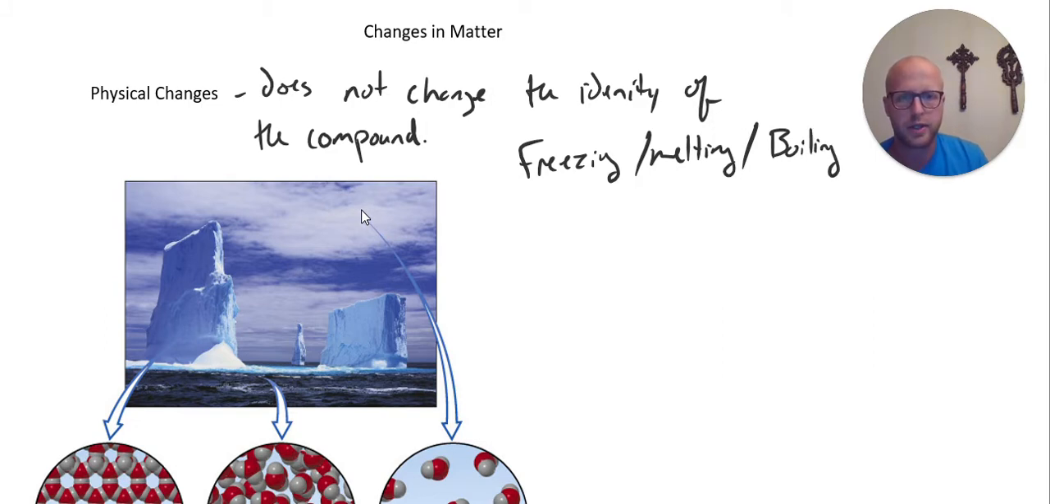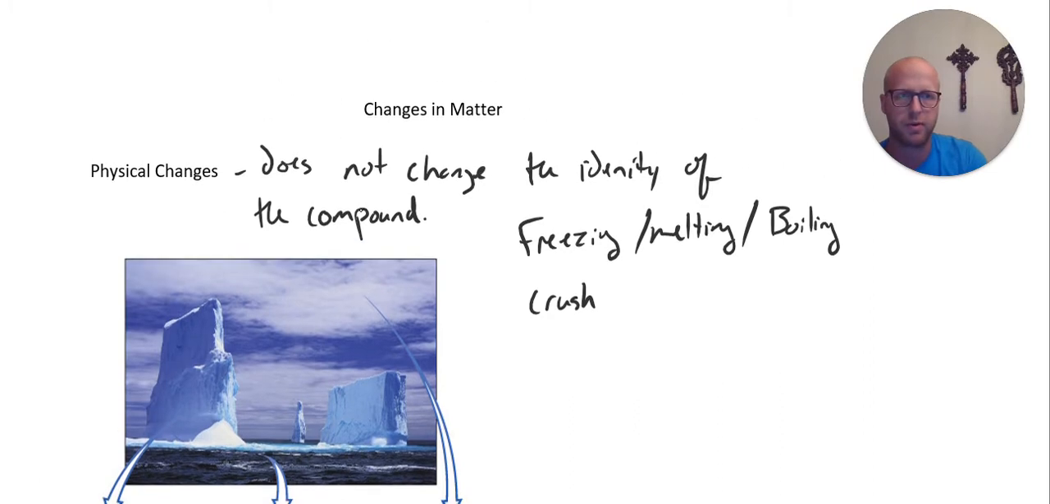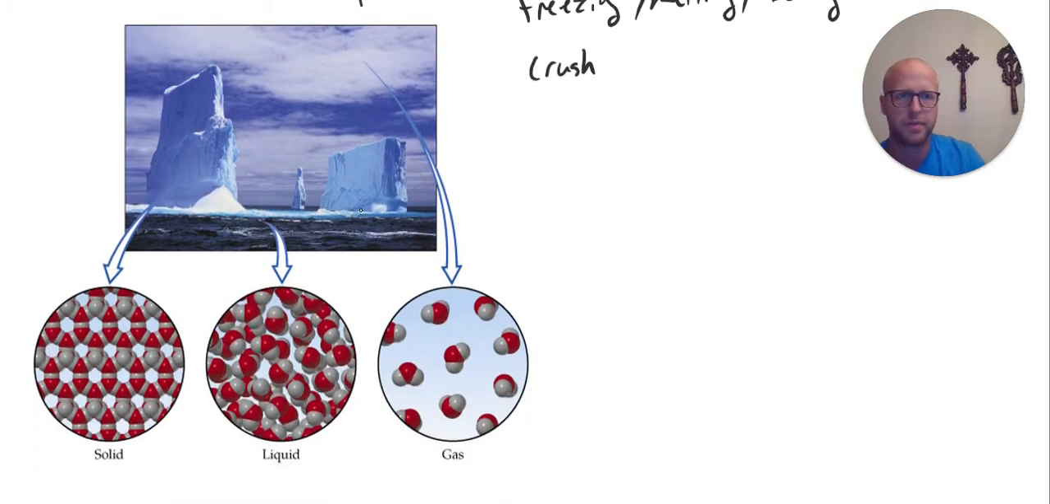Also size changes. If you crush something, or grind something up, or rip or shred something, these are all examples of physical changes because you still have what you started with. If I take a piece of paper and rip it in half, I still have a piece of paper. It's just in two different sizes. That would be an irreversible physical change, but still a physical change.